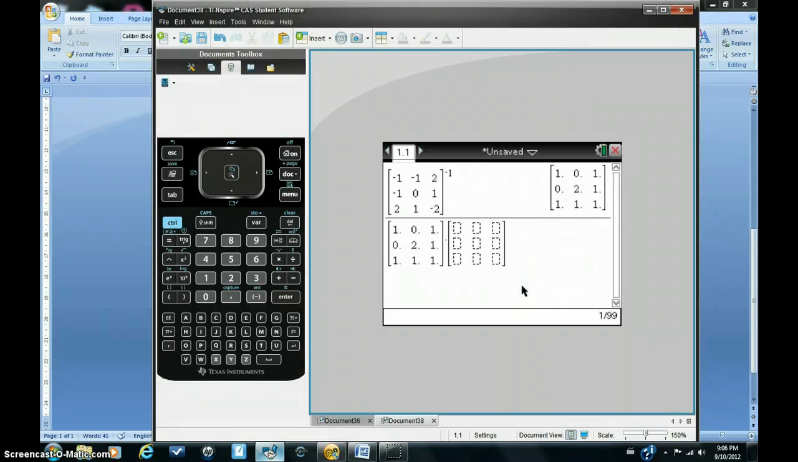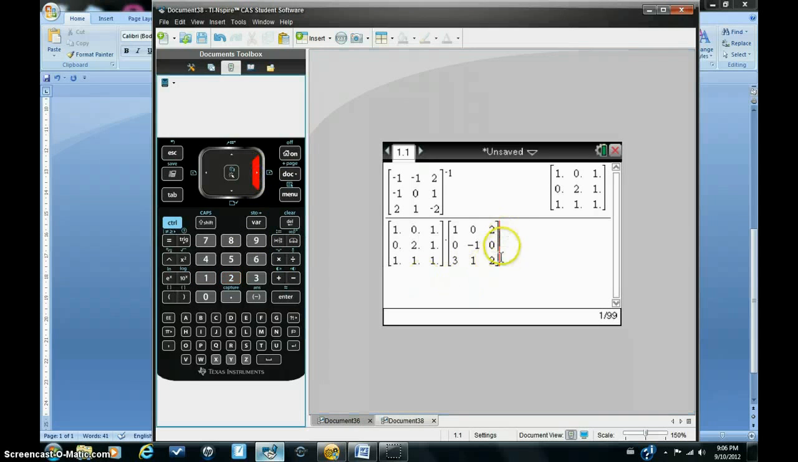OK. I'm going to enter matrix B, which is 1, 0, 2, 0, -1, 0, 3, 1 and 2. Again, I'm going to hit the right arrow button, make sure the pointer's outside the matrix. I'm going to hit multiply.